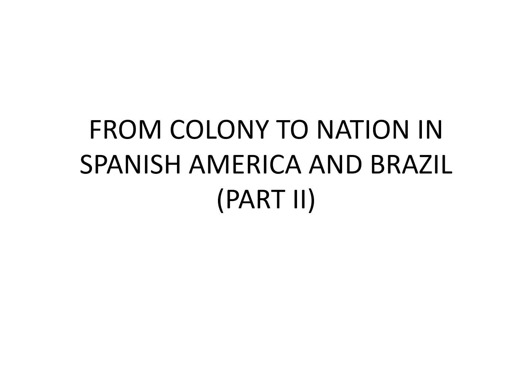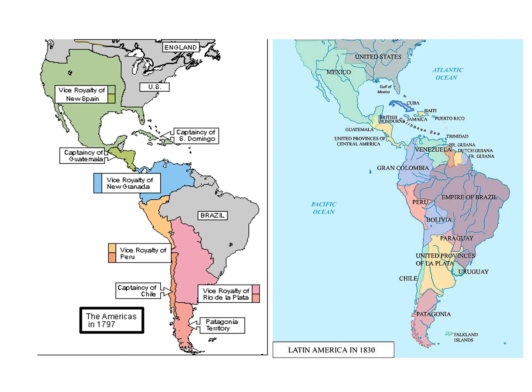From Colony to Nation in Spanish America and Brazil, Part 2. These two maps show Spanish and Portuguese America prior to and after independence. The first map shows the administrative units of the Portuguese and Spanish empires. The second map, of 1830, shows the region divided into independent nation states.